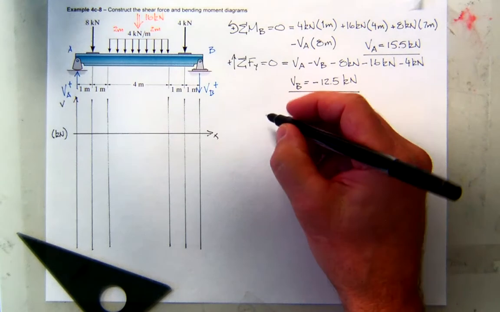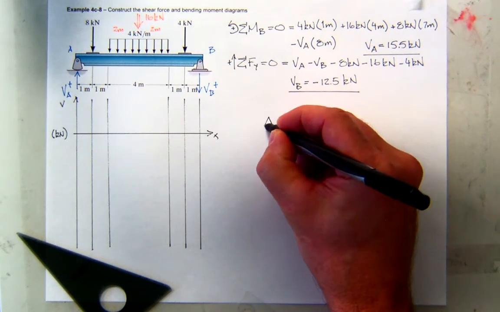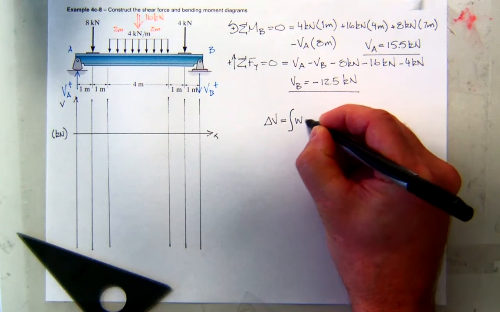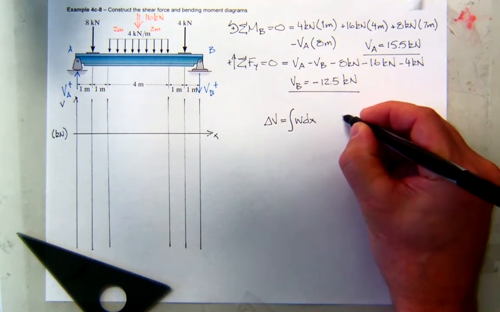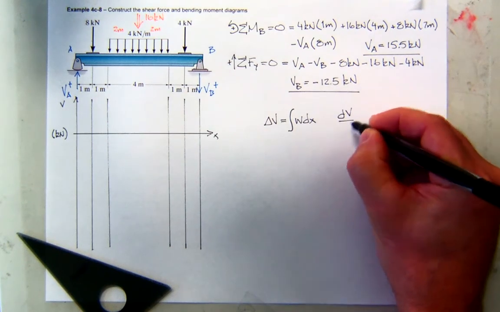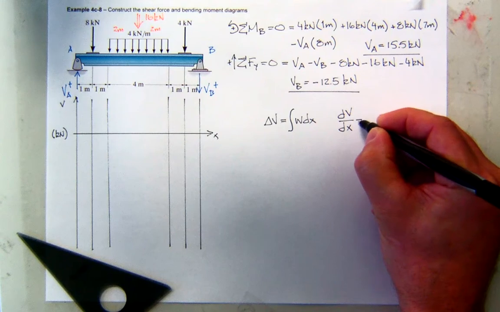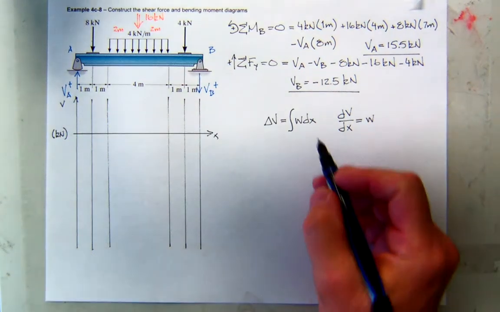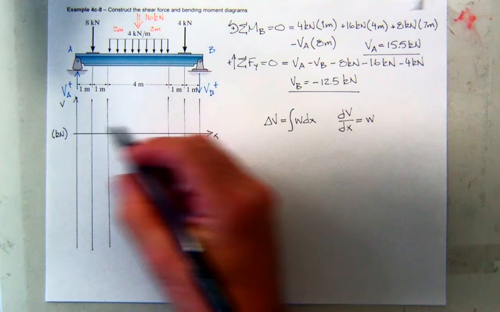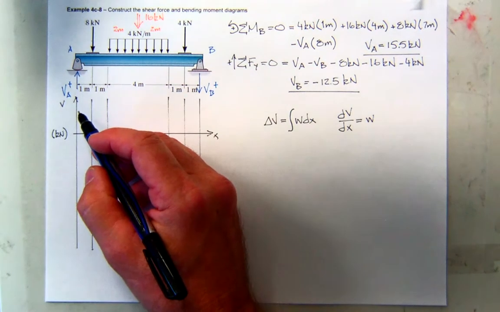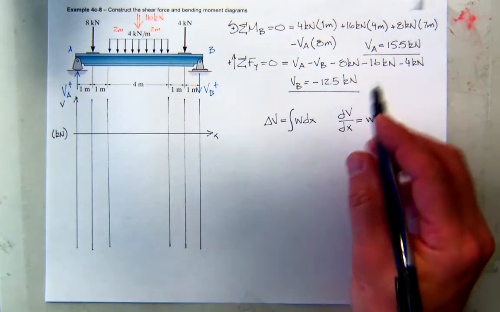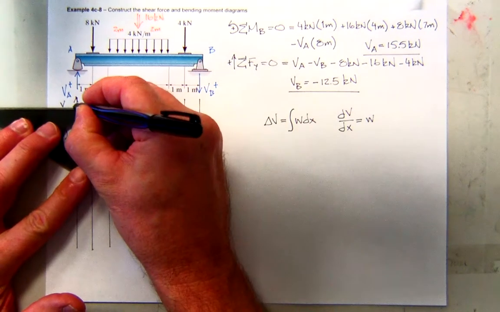So remember, our basic relationships are that the change in shear is going to be the area under the load curve. And of course, the slope of the shear diagram, given by the derivative, is going to be equal to the load at every point. So we'll start with how much the shear changes. So we're going to start with, what's our shear here at the beginning? It's the shear at A. We calculate that to be 15.5.